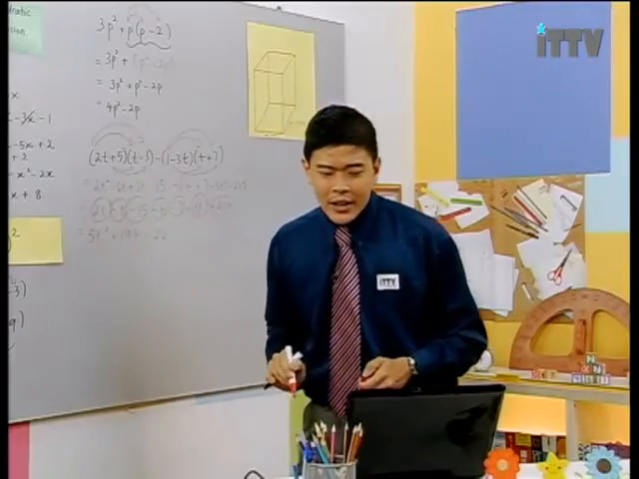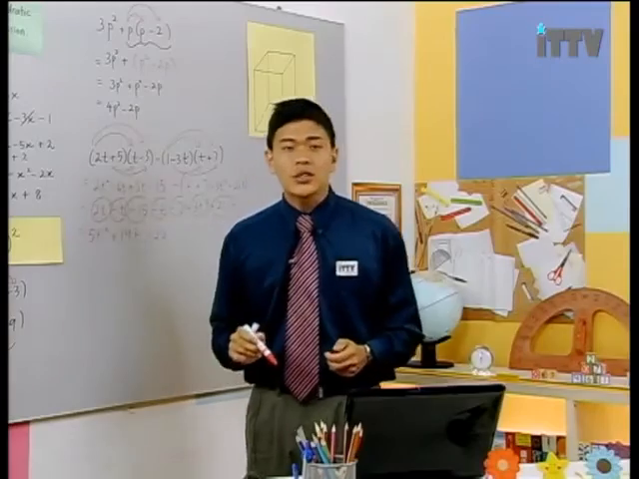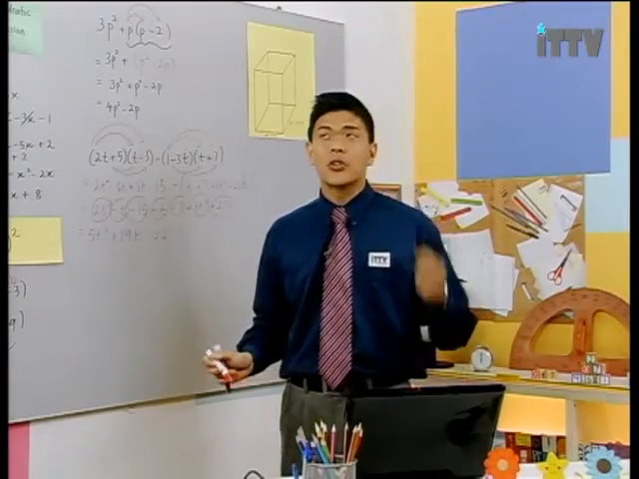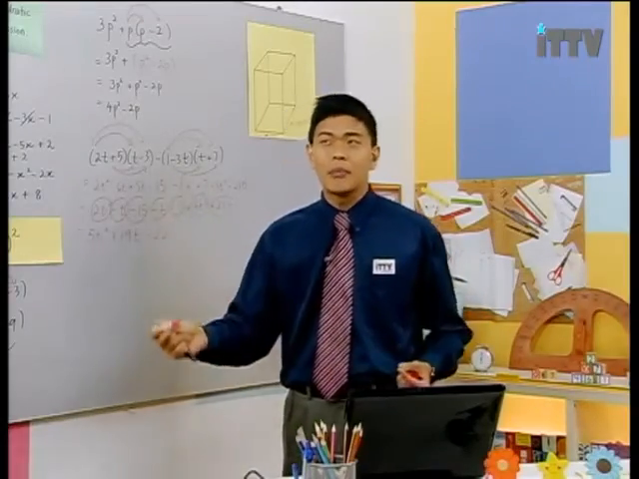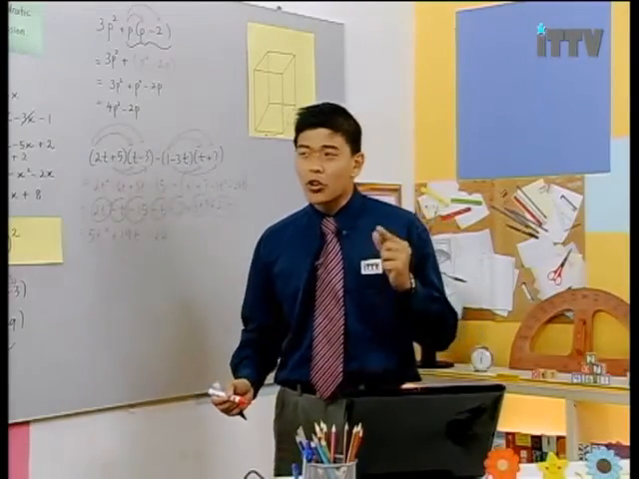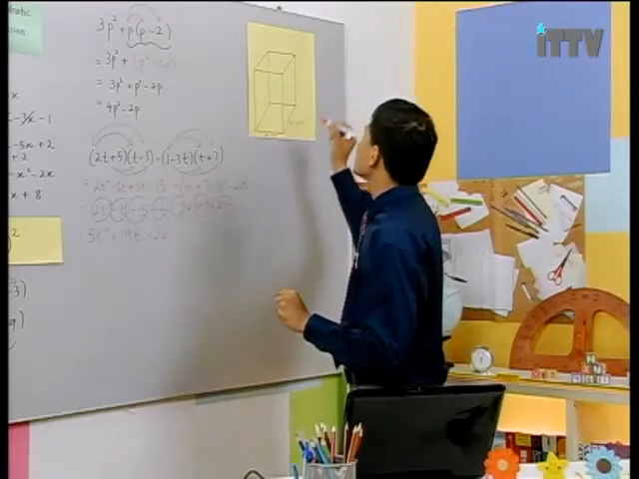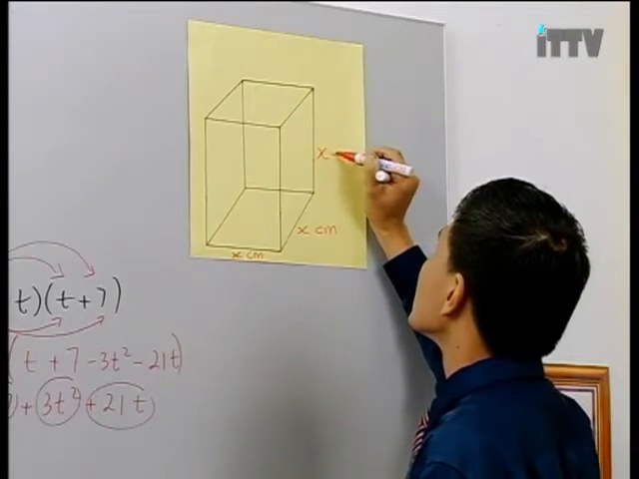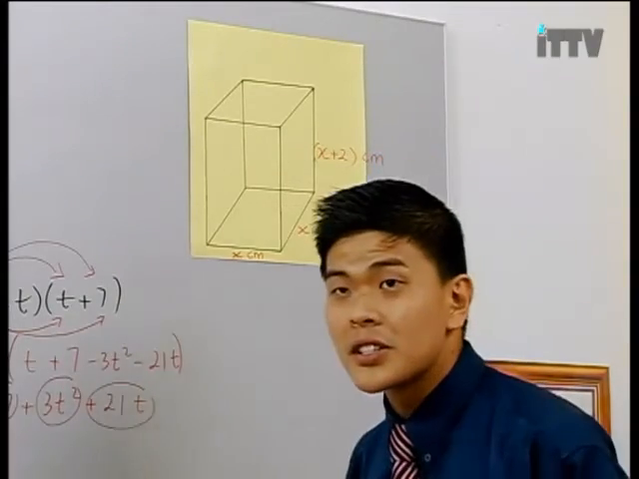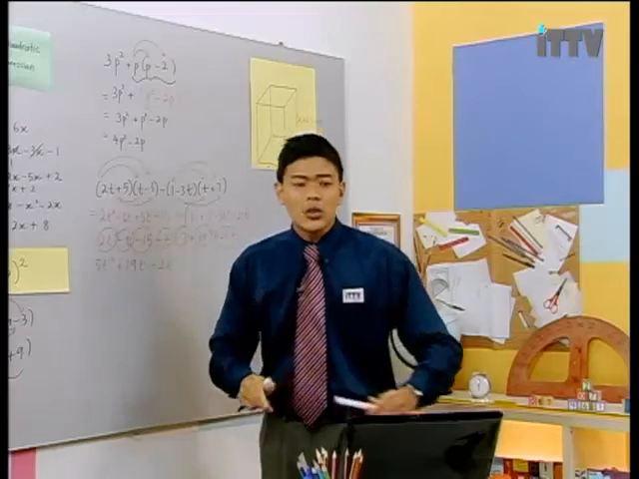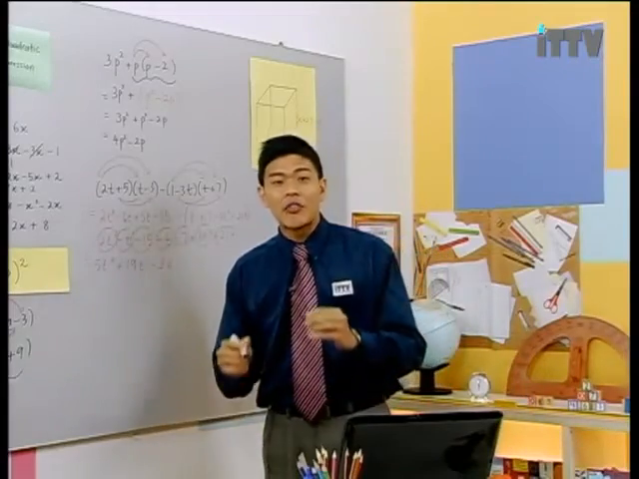Alright, and what is the height? The height of this cuboid is 2 cm longer than the base. Alright, think. If the base is x and 2 cm longer than the base, therefore the height of the cuboid must be x plus 2 centimeters. Alright, now find the total surface area of this cuboid.